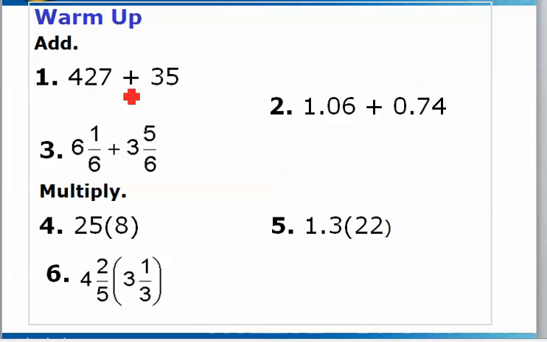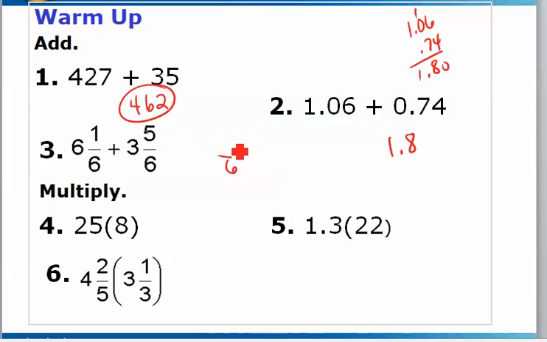Alright, for problem number 1, you're just adding those together. So you should have gotten 462 as your answer. Number 2, if you line up your decimals and then add those together, you'll get 1.80 or just 1.8. And 3, honestly, the easiest way to do this is to keep your like denominator, add your numerators, 1 plus 5 is 6, add your whole numbers, which gives you 9, and then 6 divided by 6 is a 1. So you end up having 9 plus 1, which is 10. There's other ways to do that, but 10 is the solution.